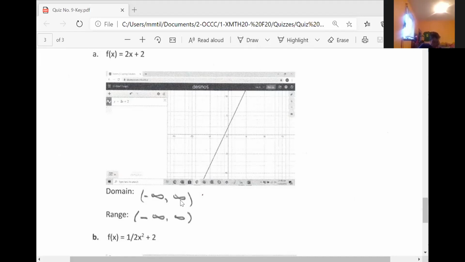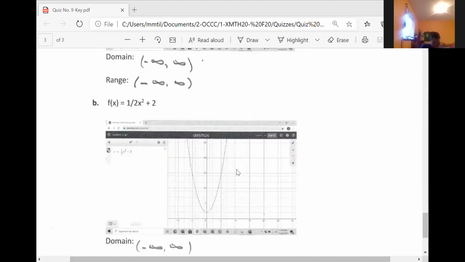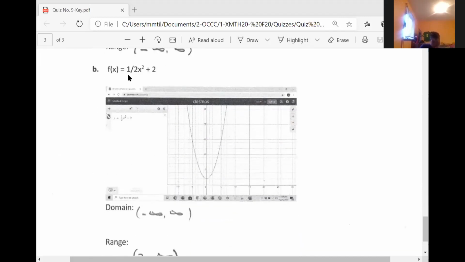So the domain and range are the same in this particular case. I just wanted to show you two different examples. The second one, this equation f of x is equal to 1/2 x squared plus 2. This is a parabola. This is a quadratic equation, right? Quadratic equations look like this. They have a vertex, a point that it doesn't exceed. Either it's on the top or on the bottom, depending on the sign of the x squared value. This particular case is plus, so this vertex goes up like that.